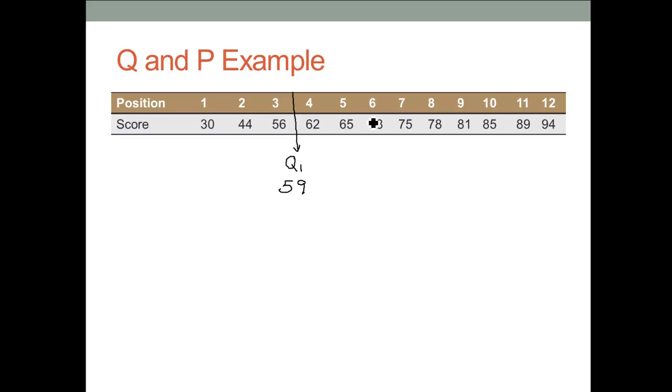Our median was 71.5. And our third quartile, again, was the average of the 9th and 10th position. So 81 plus 85 divided by 2 is 83. So Q3 is 83. All right. Keep those numbers in mind because we're going to need them.